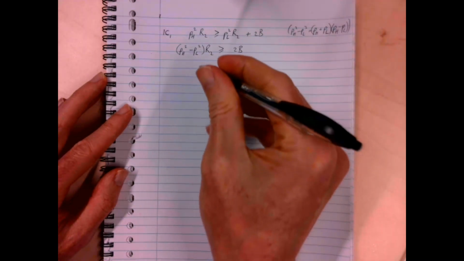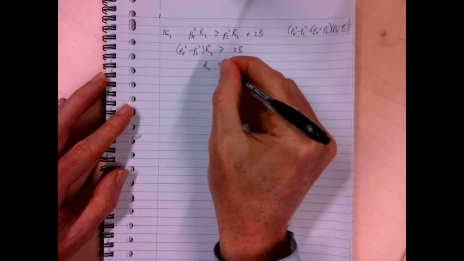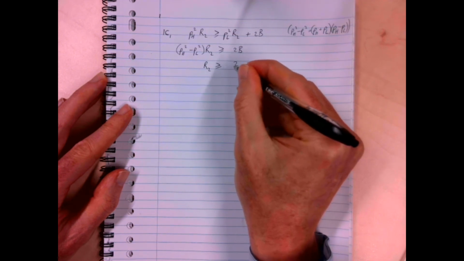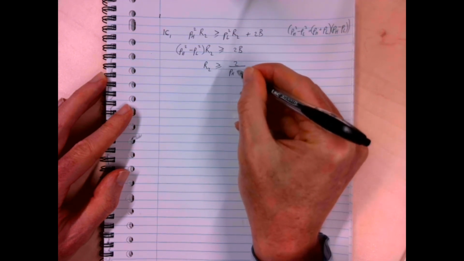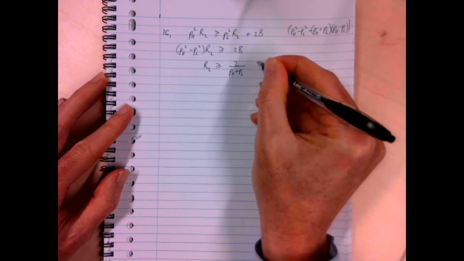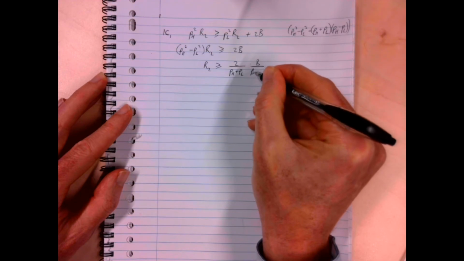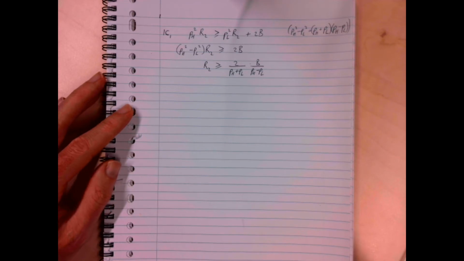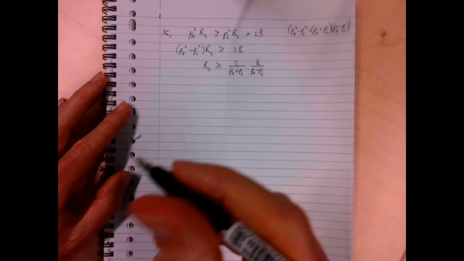Then we can divide this through, and what you find is that R2 needs to be bigger than, let me write it this way, 2 divided by PH plus PL times B divided by PH minus PL. So using the quadratic identity that we have over there, this is one way of phrasing the first incentive compatibility condition. Okay, so that's one incentive compatibility condition. Well, I promised you two. So the second one, let's call that IC2.